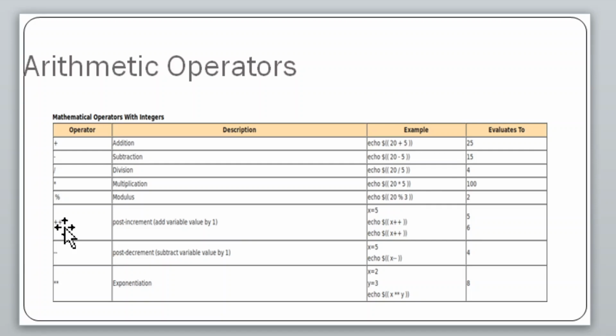We have a plus plus symbol, which is a post increment, meaning it adds 1 to the variable value. So if we were to do an echo x plus plus, and x were to equal 5, it would just add 1 to it, and we would see 6. We have a post decrement, which works just the same, except it subtracts 1. So if x equals 5, and we do an echo, dollar sign, double parentheses, x minus minus, double parentheses, we would see 4.